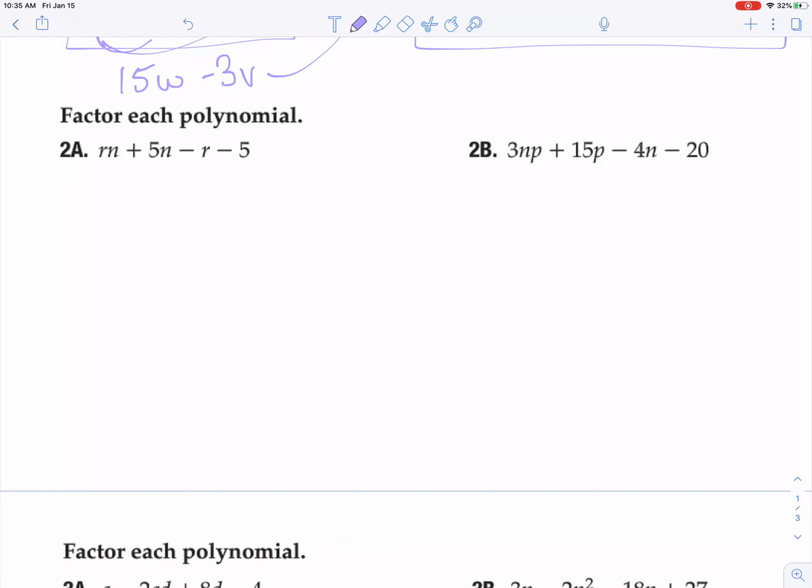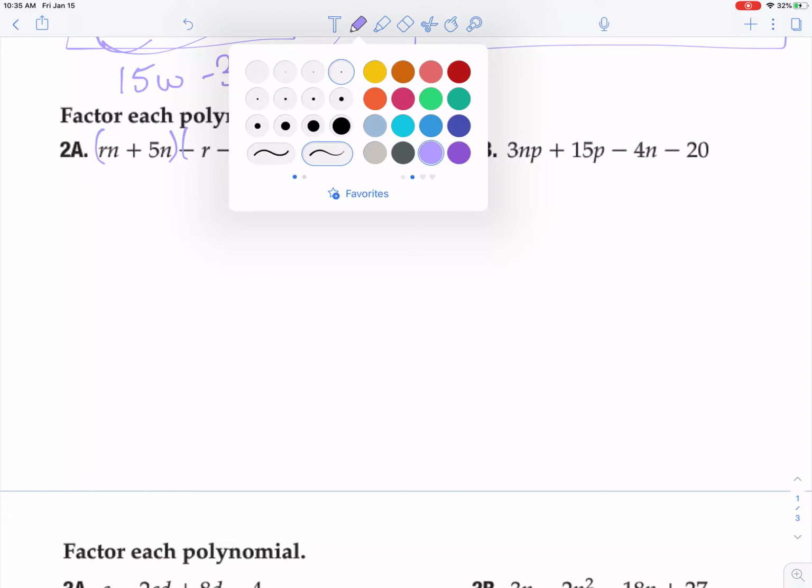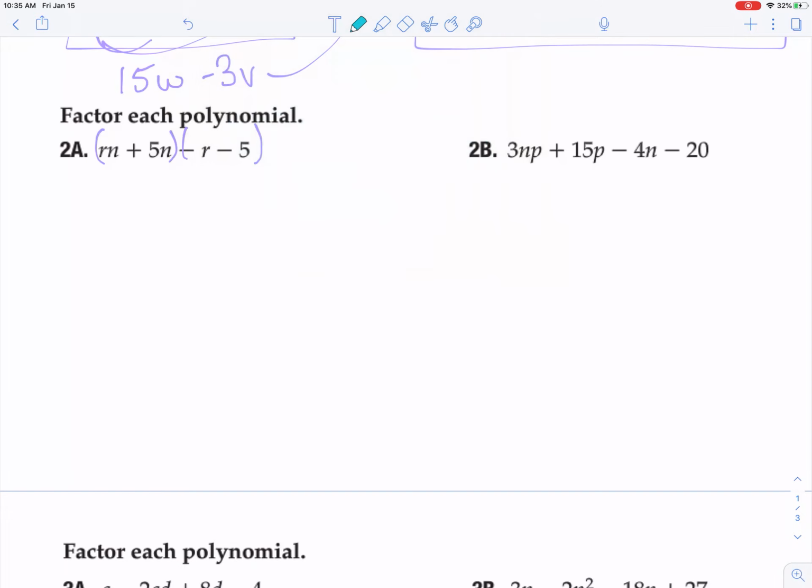If you have 4 terms, I want you to group the first 2 terms and group the second 2 terms. Then, individually, factor each of those. So for just a minute, I'm taking my finger and I'm pretending like this doesn't exist. For just a second, I'm pretending like it's not there. So cover it up with your finger.